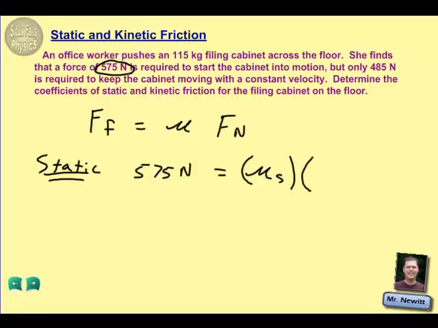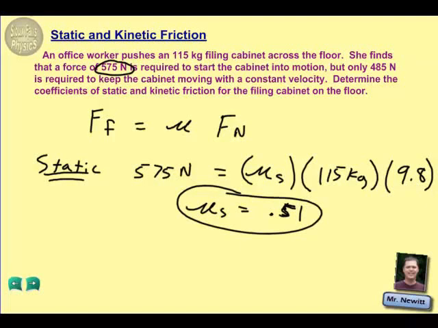We know the mass of the filing cabinet is 115 kilograms, so to get its weight, just take that times my old friend 9.8, and now I've got the normal force. So calculating that out, I'll end up getting a static coefficient of friction equal to 0.51. Now, there are no units on that, it's just a coefficient of friction, so just 0.51 is sufficient.